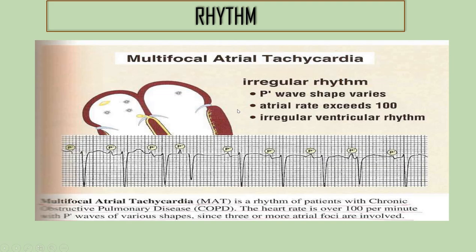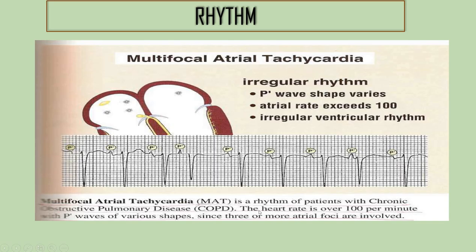Then multifocal atrial tachycardia. It is also an irregular rhythm, where P prime wave shape varies, atrial rate exceeds 100, and ventricular rhythm is irregular. P prime shape varies, different shape, different P. Atrial rate exceeds 100 and irregular ventricular rhythm.